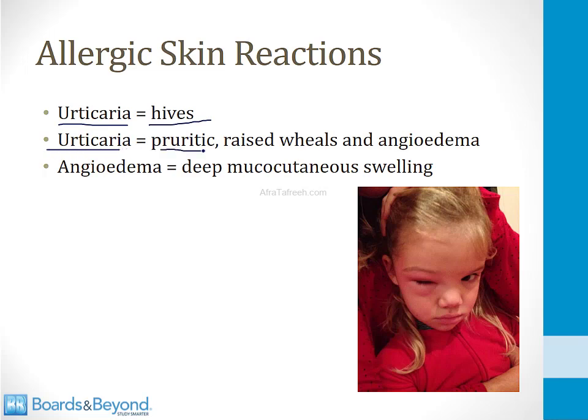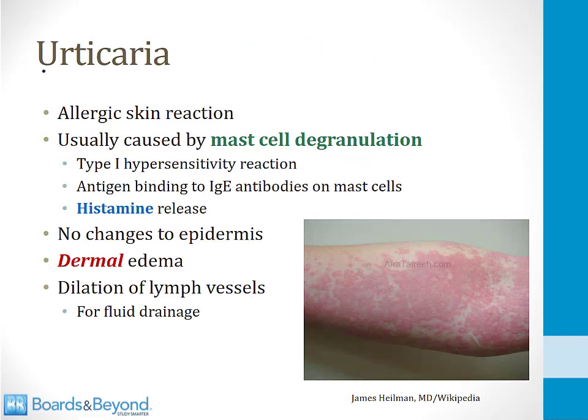It's usually itchy, and on the skin you see raised wheals, and you can also see angioedema. Angioedema refers to deep mucocutaneous swelling. This is a picture of a child here with angioedema around her eye, and angioedema is often a component of urticaria. So now let's talk about urticaria.